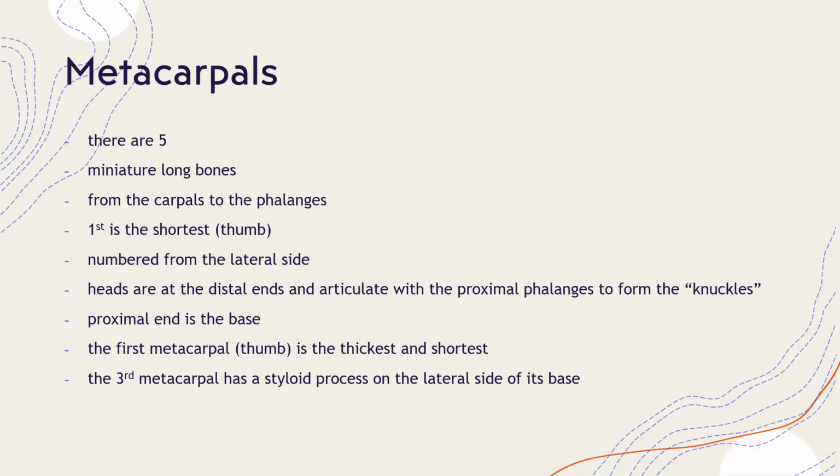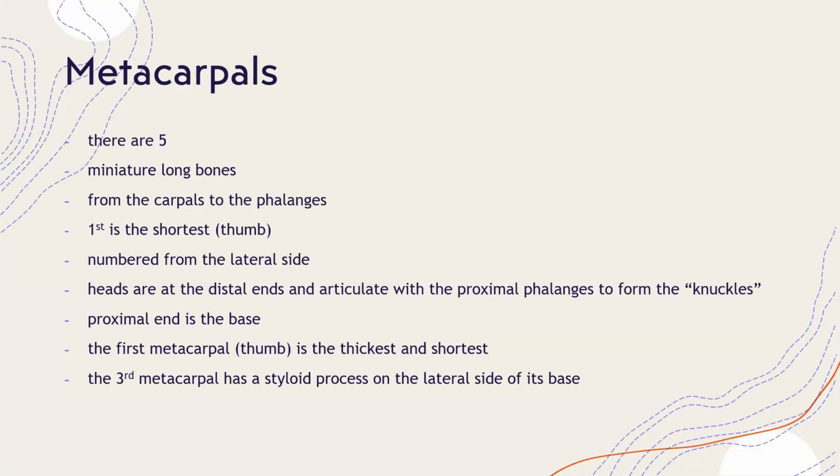Proximal end is called the base. So you've got the proximal end, the part that faces the carpals, is known as the base, and the distal parts of the metacarpals are called the heads, and of course the heads form the knuckles.